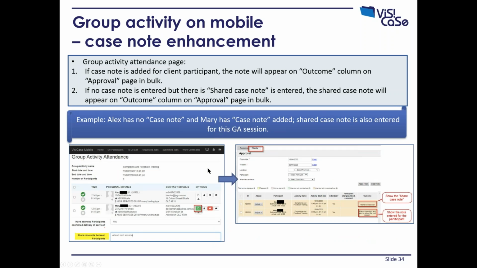Once the case note has been added, on the bulk approval page, if you want to approve the items for the clients, for example, there are two clients in one group activity, and I have added the case note for this client, and I haven't added the case note for this client, but I have the option to share the case note between the participants. So I'm sharing the case notes, and if I'm not adding a case note for this client, on the approval page, you will be able to see the shared case note under outcome. For the person for whom I haven't added the case note, the case note of the person for whom I have added it will be shown over here under the outcome.